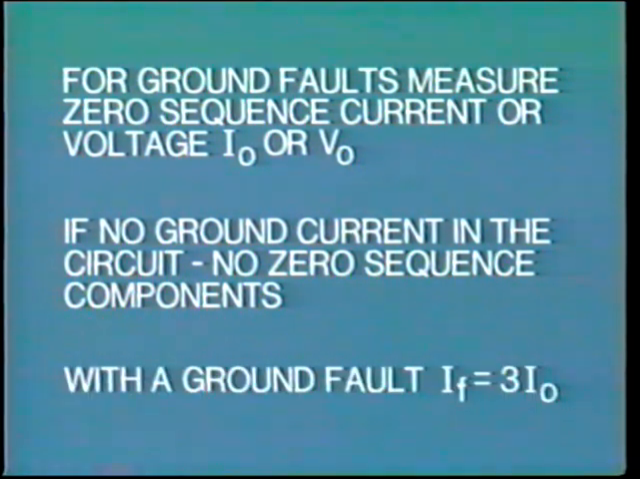So far, we've been considering phase faults only. For ground faults, the usual method is to measure the value of zero sequence component I0 or V0. Remember, if there is no ground fault present in the circuit, then there are no zero sequence components. Where a ground fault is present, then the value of fault current IF is equal to 3 times I0.